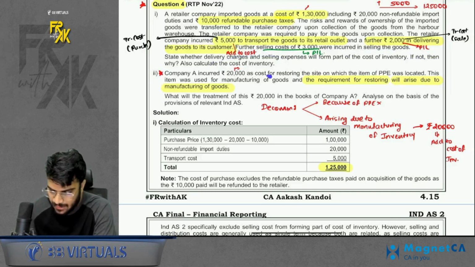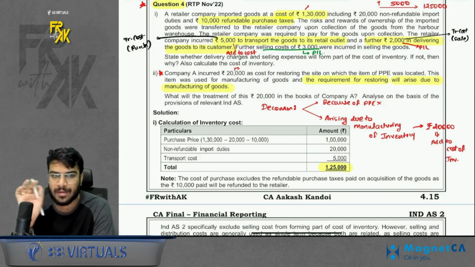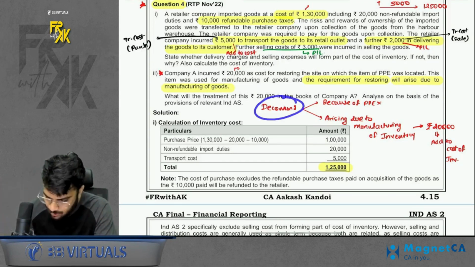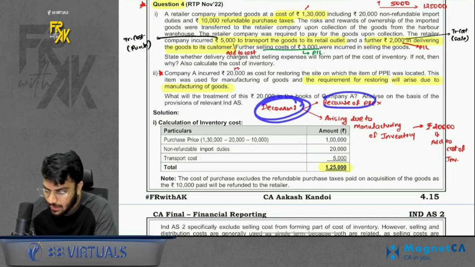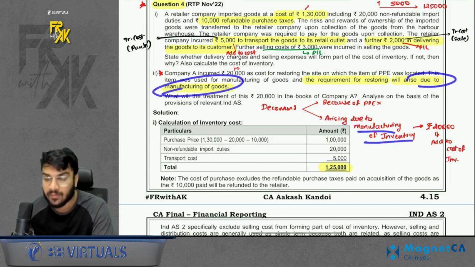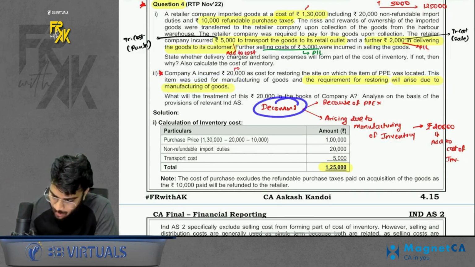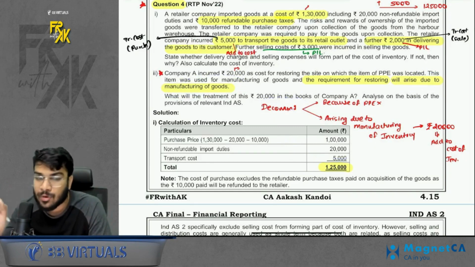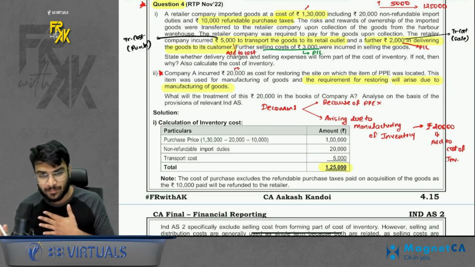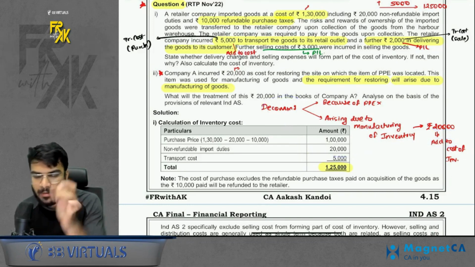Point number 2. Now there is a point of decommissioning involved here. So basically, what is decommissioning? We learned that in Ind AS 16 PPE. Whatever the amount of decommissioning is, we add it to the cost of PPE, normally at present value. But in this question, it is said that the decommissioning was not incurred because of PPE. It is arising due to manufacturing of goods, that is, manufacturing of inventory. So when any amount arises because of inventory, it will get added to the cost of inventory and not the cost of PPE. Decommissioning normally we add to the cost of PPE, but in this instance it will get added to the cost of inventory because it is incurred because of inventory, right?